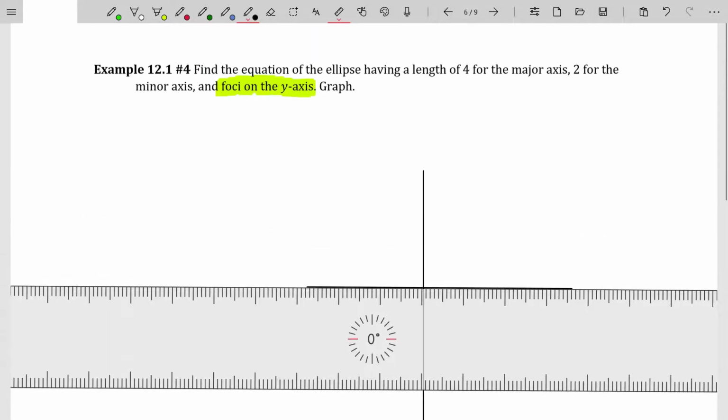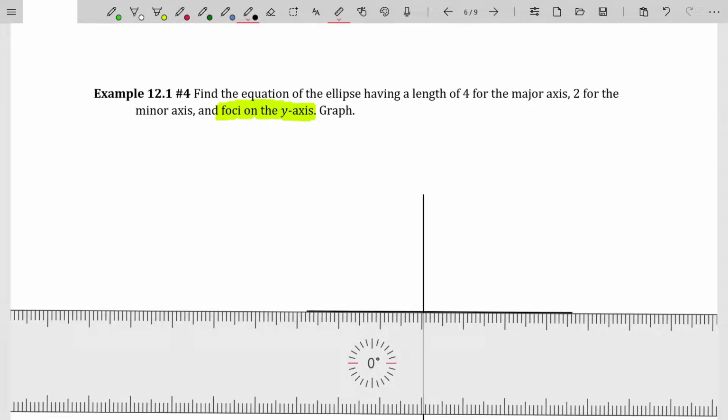They tell us that the foci are on the y-axis, which totally lets us know that we have a major axis on the vertical axis. And then it says, find the equation of ellipse having a length of 4 on the major axis and 2 for the minor.